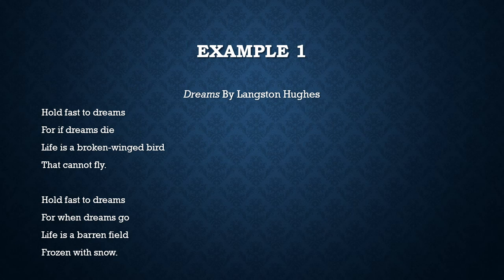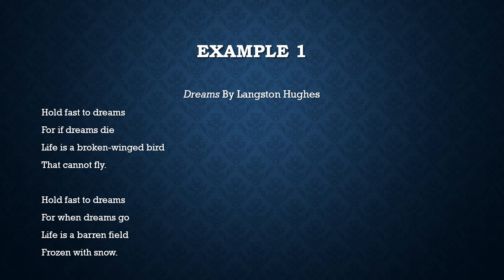Alright, so if you're a little confused, hopefully these examples will help you a little bit. This is our first example. This is Dreams by Langston Hughes. I'll go ahead and read the poem and then we'll go through the rhyme scheme. Hold fast to dreams, for if dreams die, life is a broken-winged bird that cannot fly. Hold fast to dreams, for when dreams go, life is a barren field frozen with snow.